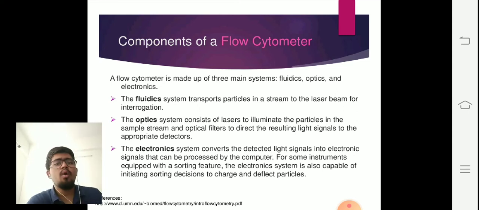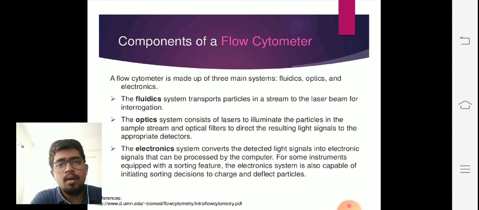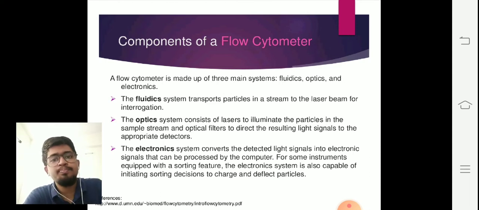So it's very important that all three systems work in a coordinated fashion. Only if all these systems work collectively can we find accurate results. If one of the systems stops abruptly, then there are no accurate results coming up for you. So it's very important that all these three are completely working when you are using a flow cytometer.